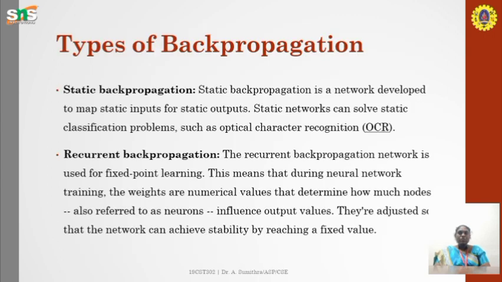And the types of propagation. First is standard propagation. In standard propagation, the gradients are computed using the chain rule of calculus, propagating the error backward through the network layer by layer. And stochastic propagation is all about updating the weights after processing each individual training example, making it more computationally efficient for large datasets. Batch propagation updates the weights after processing a batch of training examples, striking a balance between the efficiency of stochastic propagation and the stability of standard propagation.